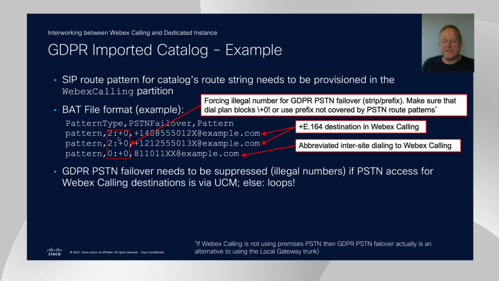And then in Communications Manager, it's very easy to just have a translation pattern in your dial plan that matches on +0 and then fails those calls. So we can selectively fail all the GDPR PSTN failover calls.